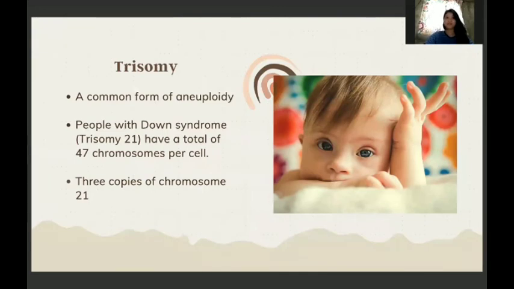A common form of aneuploidy is trisomy, or the presence of an extra chromosome in cells. People with trisomy have three copies of a particular chromosome in cells instead of the normal two copies. Down syndrome, also known as trisomy 21, is an example of a condition caused by trisomy. People with Down syndrome typically have three copies of chromosome 21 in each cell for a total of 47 chromosomes per cell.